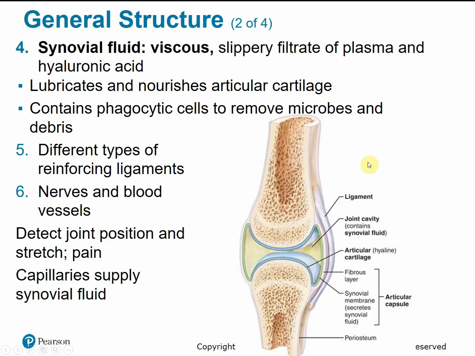Synovial joints also will contain different types of reinforcing ligaments just to add more structure and support to the joint. And finally, synovial joints contain nerves and blood vessels. So we have nerves to detect and monitor our joint position and how much it's being stretched, as well as pain. Capillaries in the blood vessels will supply the fluid from the blood plasma to supply the synovial fluid.